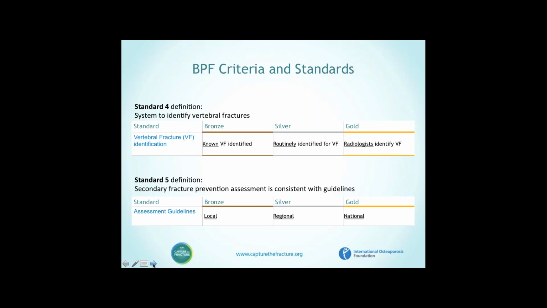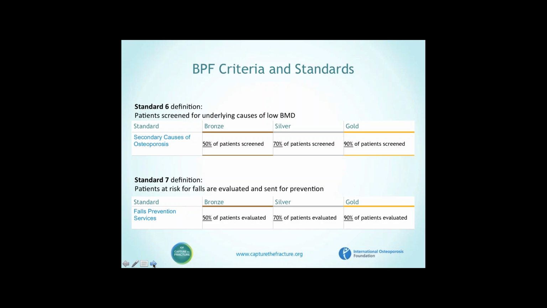The fifth standard relates to the quality of the assessment, and whether it's in line with local, regional, or national guidelines. The sixth standard relates to testing for secondary causes of osteoporosis, primarily through blood tests. Bronze is where 50% of patients are screened, silver where 70% are screened, and gold where 90% are screened.